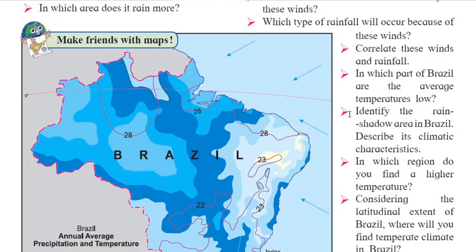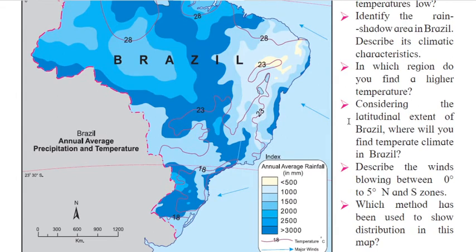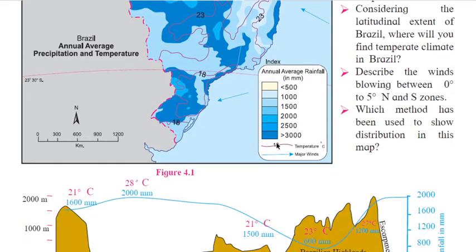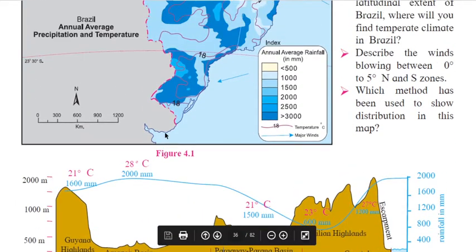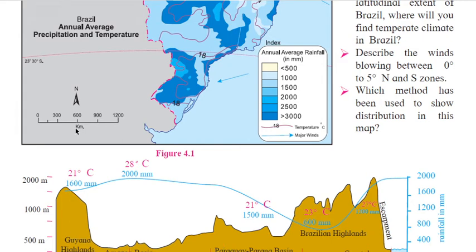Identify the rain shadow area in Brazil and describe its climate characteristics. So how can you identify? The rain shadow region is found in the northeast of the Brazilian highlands, in Brazil, and it receives 0 to 500 mm average annual rainfall, and 23 degrees Celsius to 28 degrees Celsius annual temperature in this region.